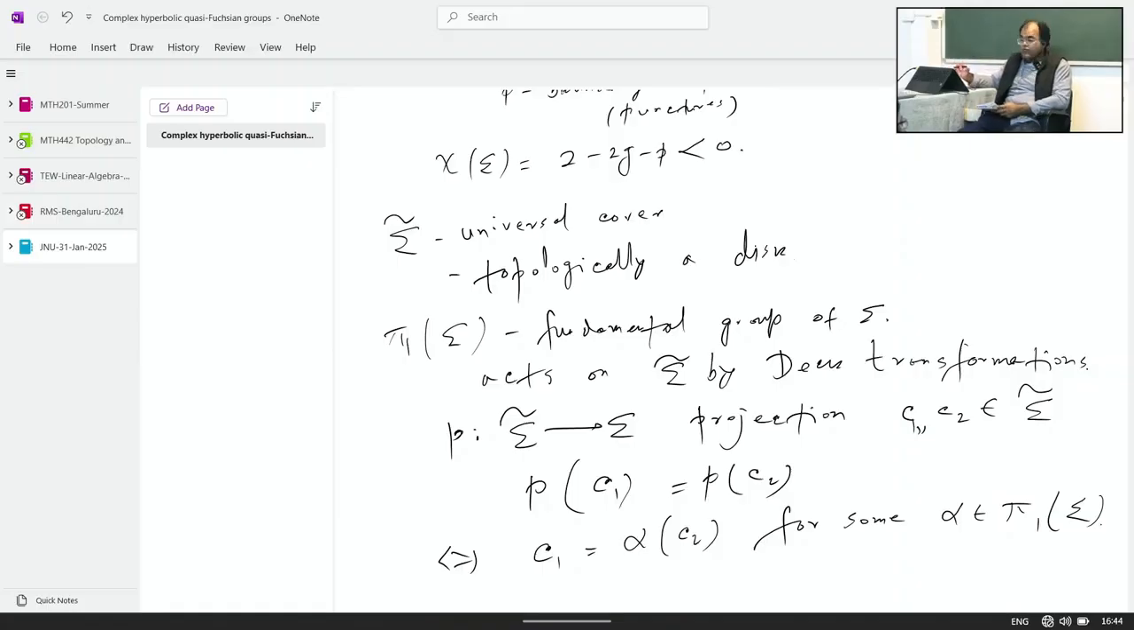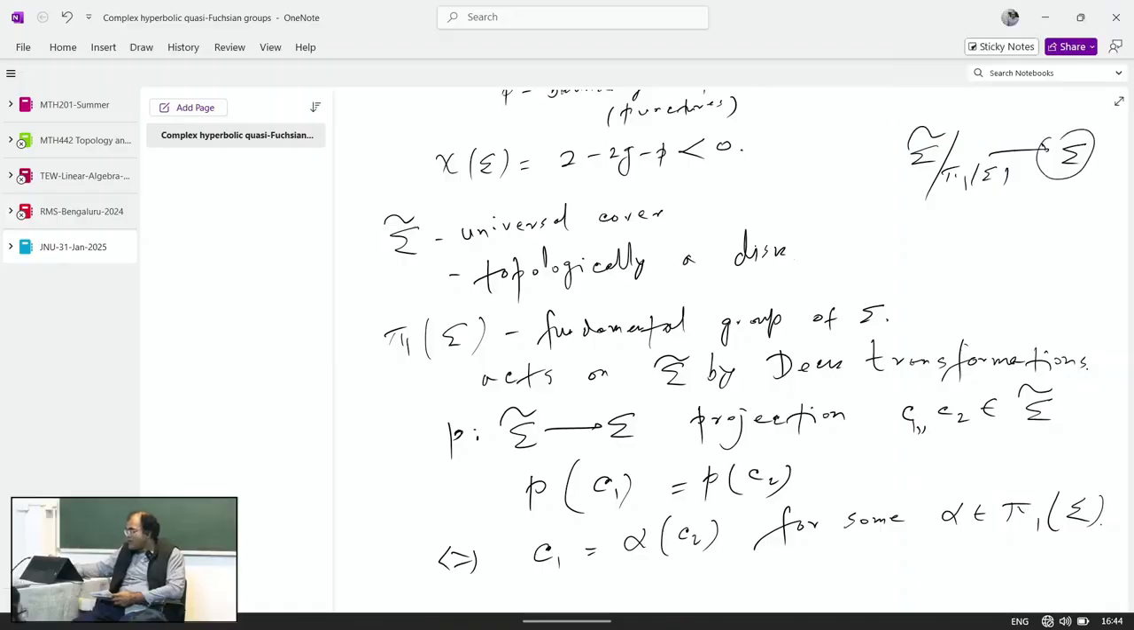So that means if you take the action of the fundamental group on the universal cover, then the orbits give you a map from the orbit space to the surface, right? So you have a map from sigma tilde mod pi 1 sigma to sigma, and you know, right, that this is actually a homeomorphism. And every surface arises in this way. This follows from basic covering space theory.